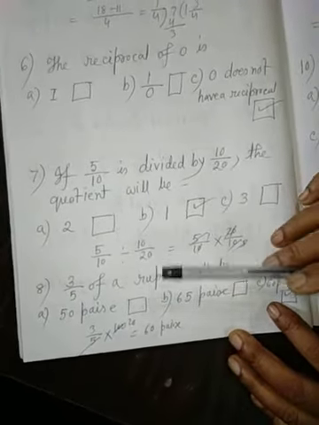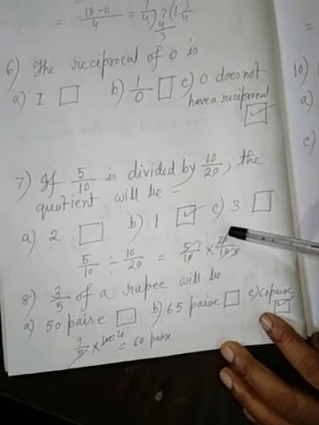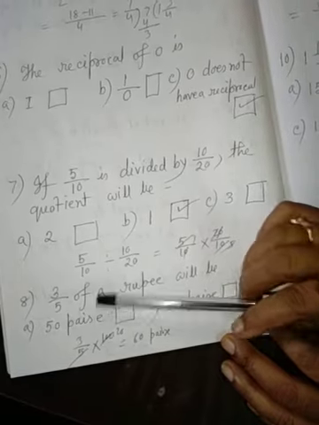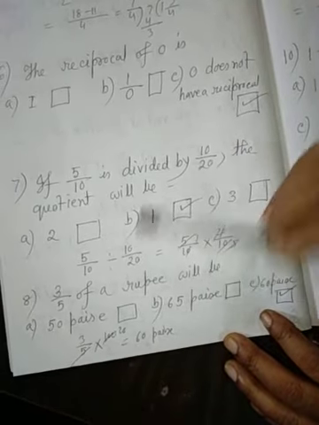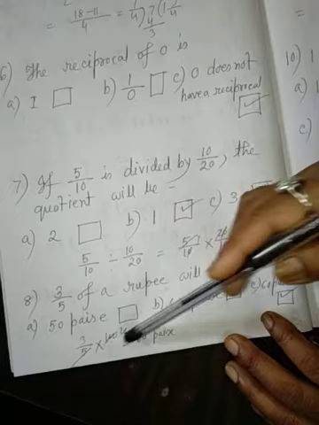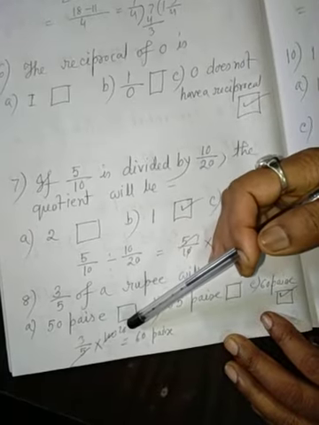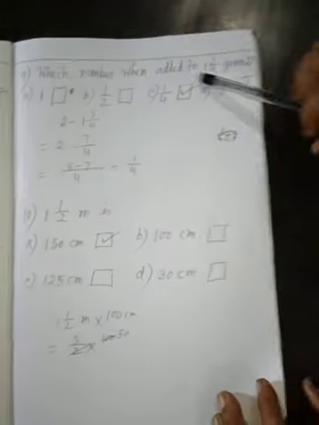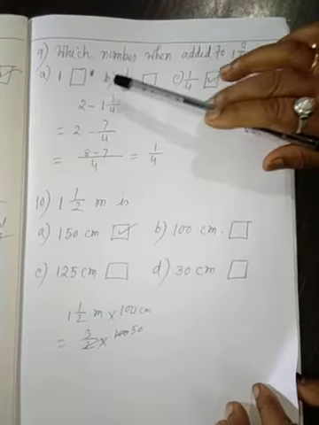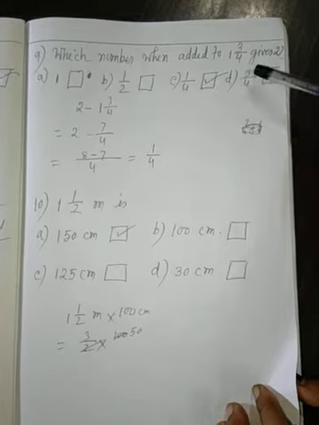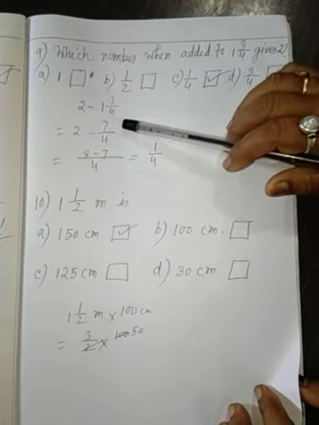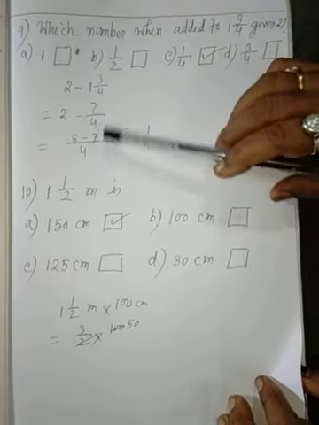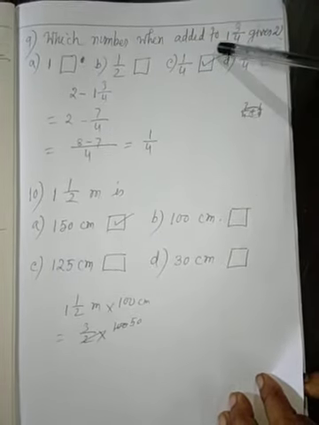8. 3 by 5 of a rupee will be 50 paisa, 65 paisa, 60 paisa. 3 by 5 into 100, 5 twenties are 100, 20 into 3 is 60 paisa. 9. Which number when added to 1 3 by 4 gives 2? The options are 1, 1 by 2, 1 by 4, 3 by 4. 2 minus 1 3 by 4 is 2 minus 7 by 4, that is 8 by 4 minus 7 by 4, which is 1 by 4. 1 by 4 is the answer.